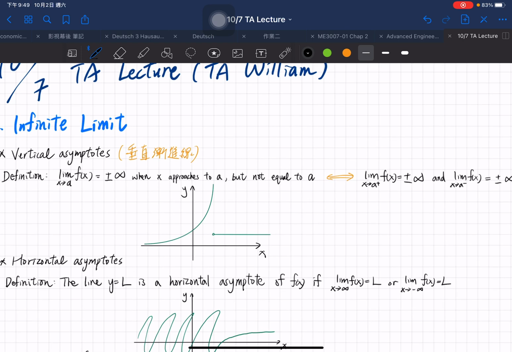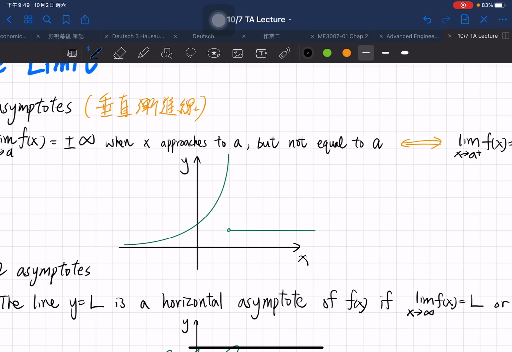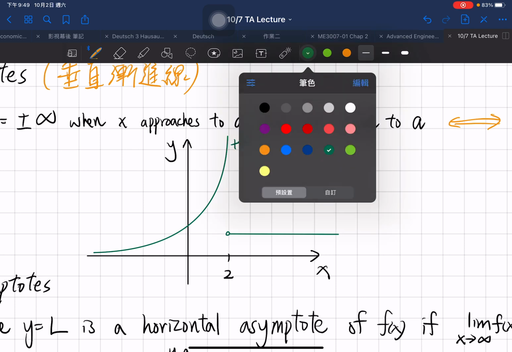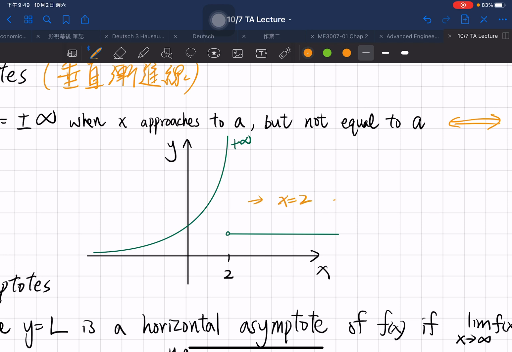When we look at this graph, the green graph, from the right hand side it is like a straight line, and there is no value at the point. Let's say here it is x equals 2. But on the left hand side, you'll see that when the graph approaches x equals 2, it goes to positive infinity. So in this case, we can say that x equals 2 is the vertical asymptote of this graph.